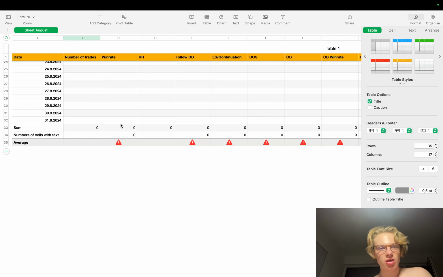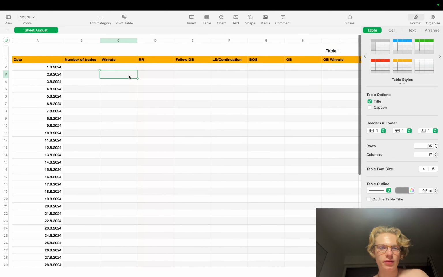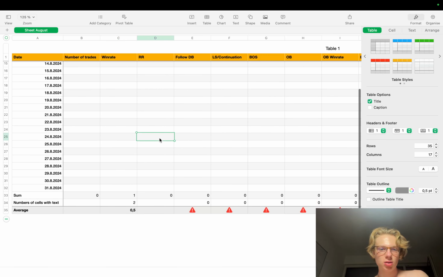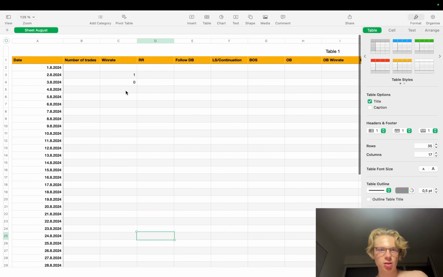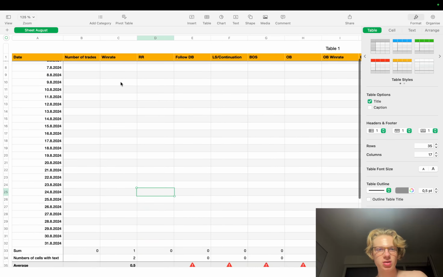For a win rate, it's a bit different because this first thing calculates the sum of all of your trades. So let's say you take 1 trade a day, and then you have 2 trades. You have 1 and 0. So it's gonna show 1 because that is the sum of these 2 things.